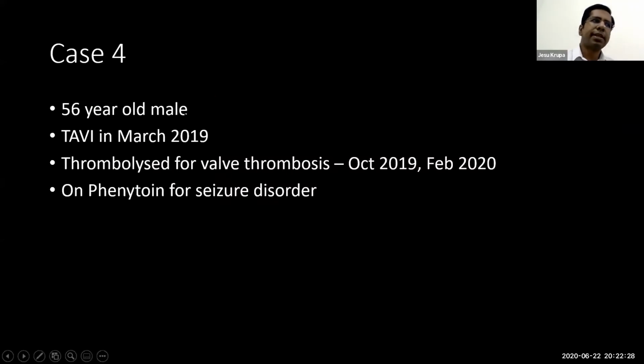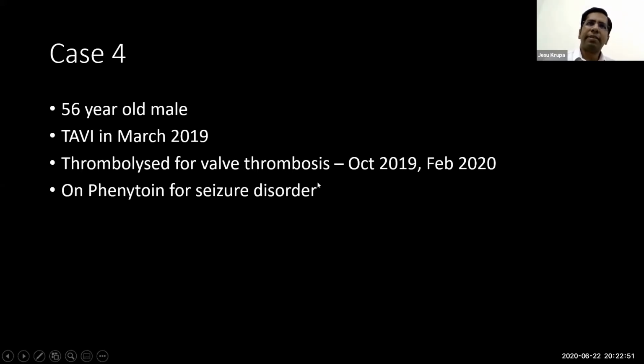The next case is a 56-year-old male. He had a TAVI in 2019. This is just to highlight the importance of looking for thrombus and bioprosthetic valve thrombus. This is an aortic valve actually. It's a TAVI patient that I just showed just for the sake of understanding.